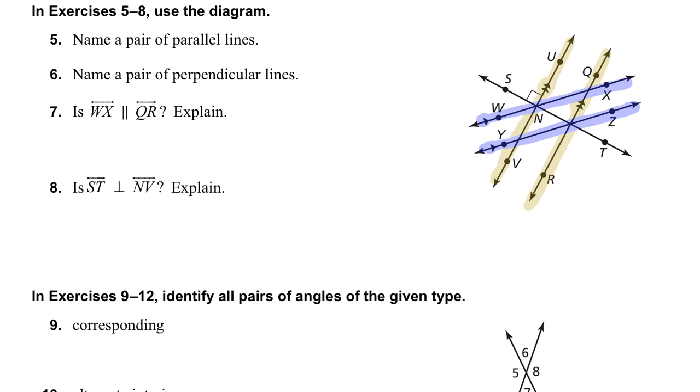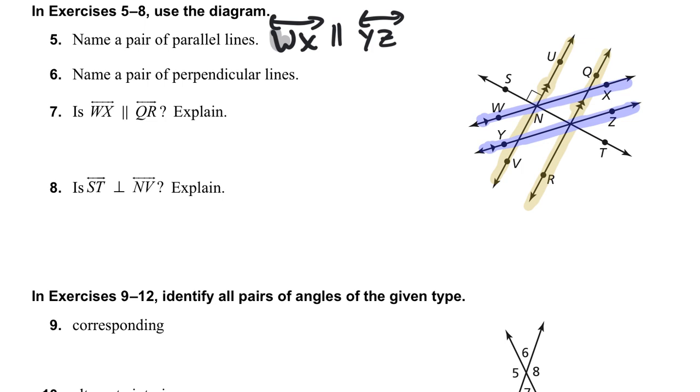So it says name a pair. We have a couple options. We could say like lines WX, so we could say WX is parallel to YZ, so line YZ. That's one option. You could have said UV is parallel to QR. You could even use the point N in some of these because point N is in WX. It's also in UV. So you have some other ways to name some of these lines, but these are the most simple ways.